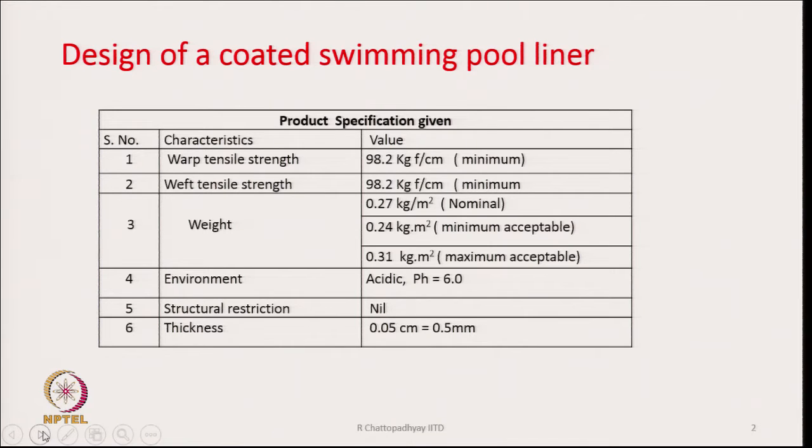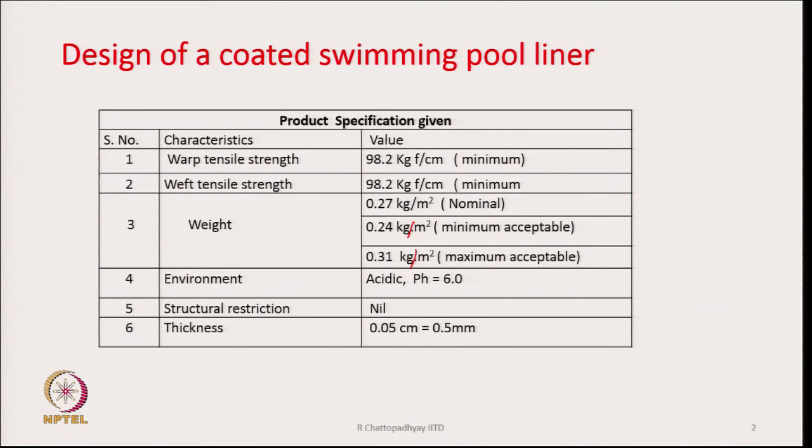The GSM nominal value should be around 0.27 kg per meter square, and the minimum acceptable is 0.24 and the maximum acceptable is 0.31. So, average is 0.27. The environment is acidic, that is pH is 6.0.